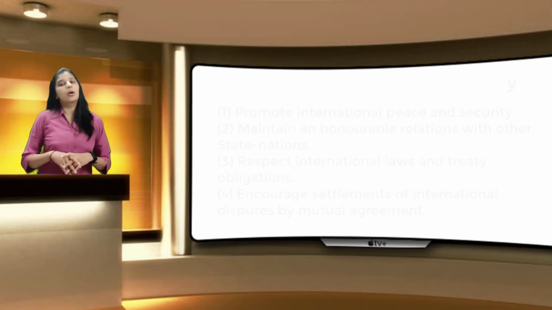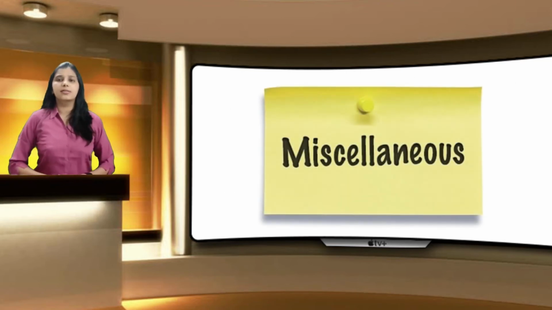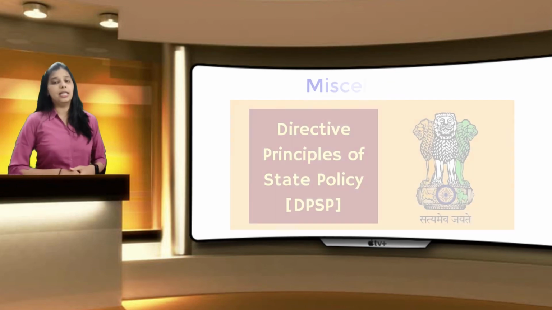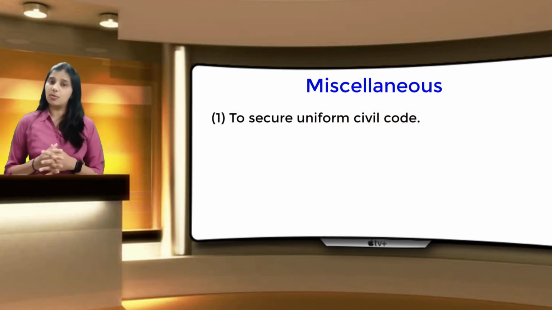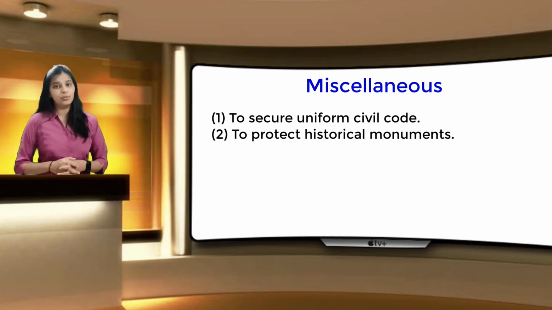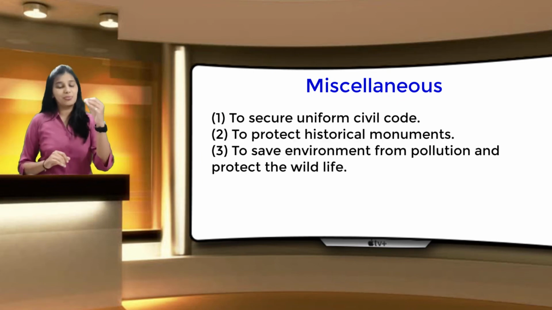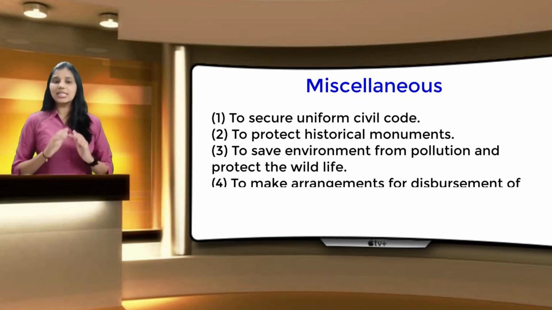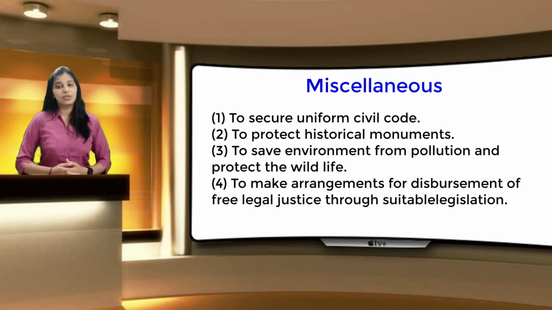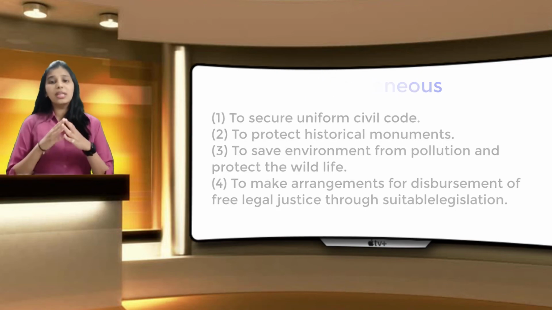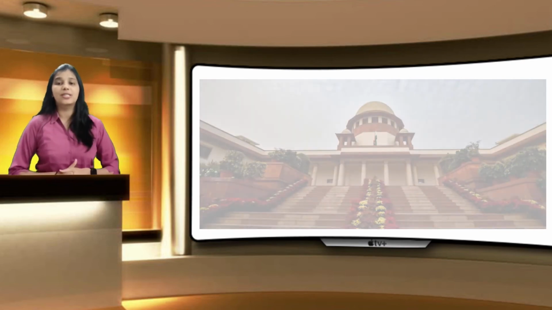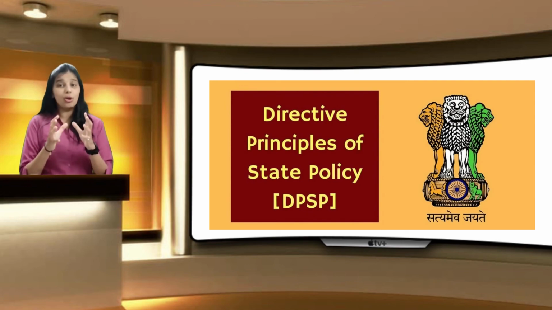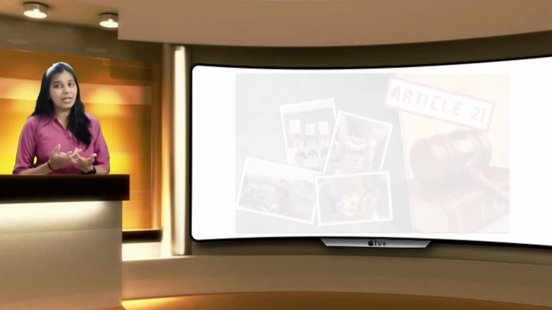Now the last one is miscellaneous. What could be in miscellaneous? See, the following are the guidelines of the DPSPs. So, what are the guidelines? Guidelines are to secure the uniform civil code, to protect historical monuments, to save the environment from pollution and protect wildlife. Last but not the least, to make arrangements for disbursement of free legal justice through suitable legislations. Besides, the Supreme Court has raised the status of some of the provisions of DPSPs to that of the fundamental rights by suggesting that they also violate one's right to life, that is Article 21.